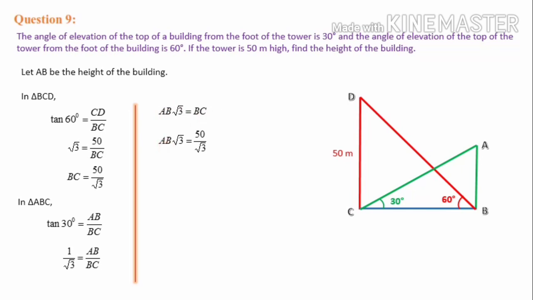AB root 3 is equal to BC, which we have calculated, that is 50 by root 3. Just substitute it. Then AB is equal to 50 by root 3, with root 3 brought back to the denominator. Since AB into root 3 is in multiplied form, when you bring it to the right side, it becomes division. So root 3 comes in the denominator, that is 50 by root 3 into root 3, which is 50 by 3, because root 3 into root 3 is 3. So AB is equal to 50 by 3 meter. The height of the building is 50 by 3 meter. That is the final answer.